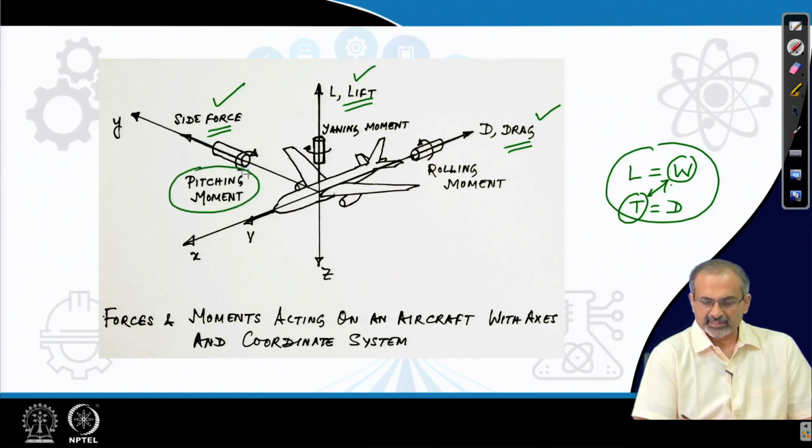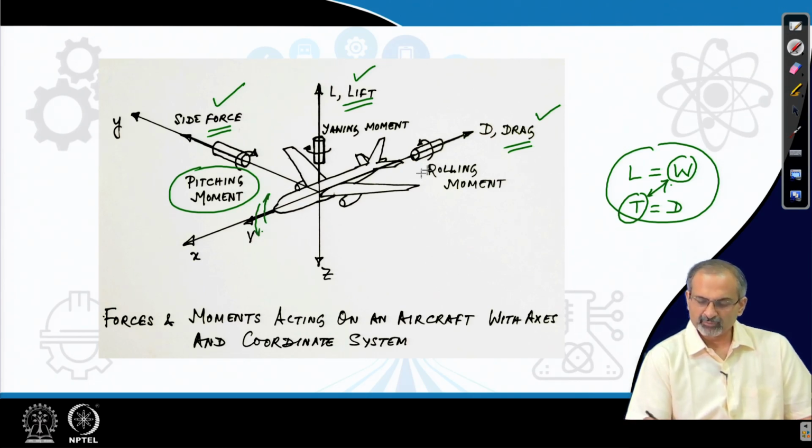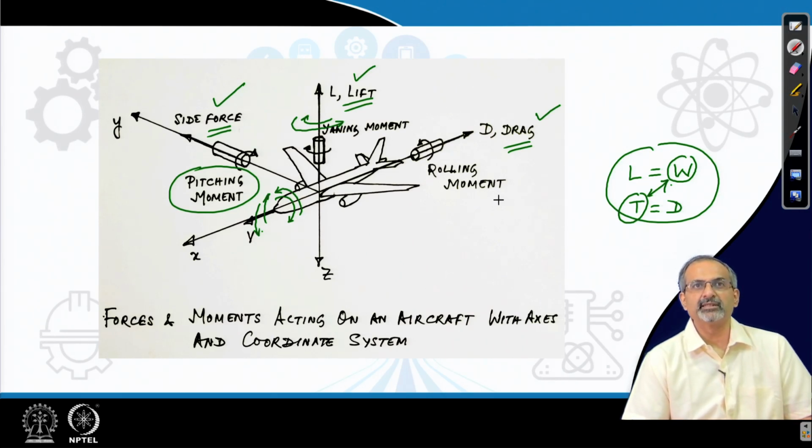Pitching moment, as we said, happens about this axis, which pitches the nose up or down. Rolling moment rolls the aircraft about the x axis, either to the right or to the left, and the yawing moment turns the nose of the aircraft either to the right or to the left, and the associated control surfaces which enable these movements were discussed in the previous slide.